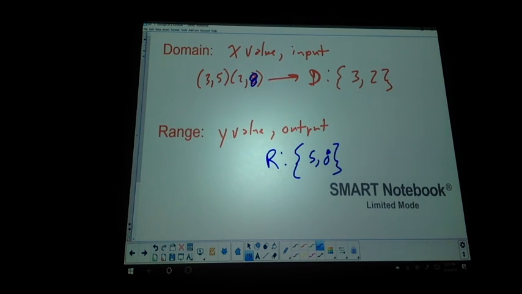Okay, so just remember your ordered pairs. They are in alphabetical terminology. X comes before y. It's x comma y.